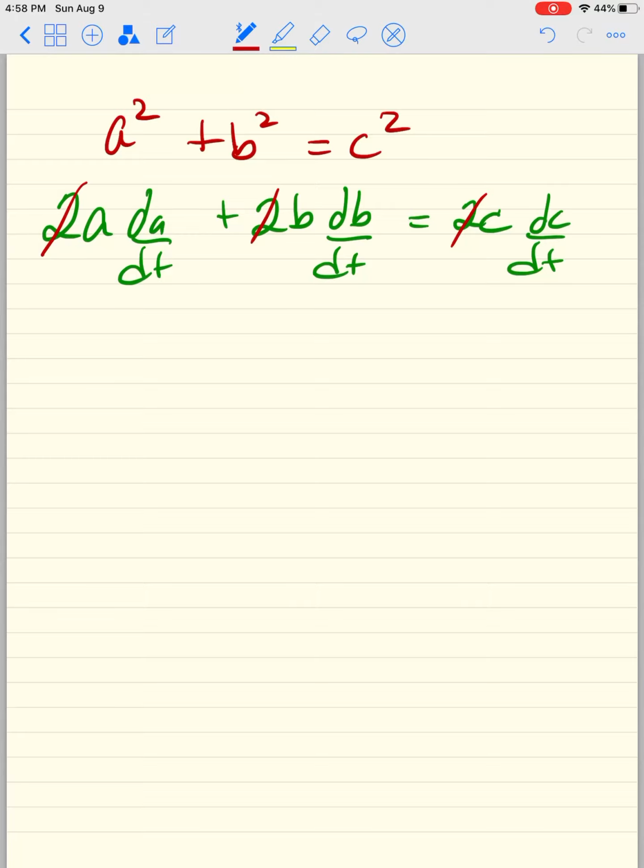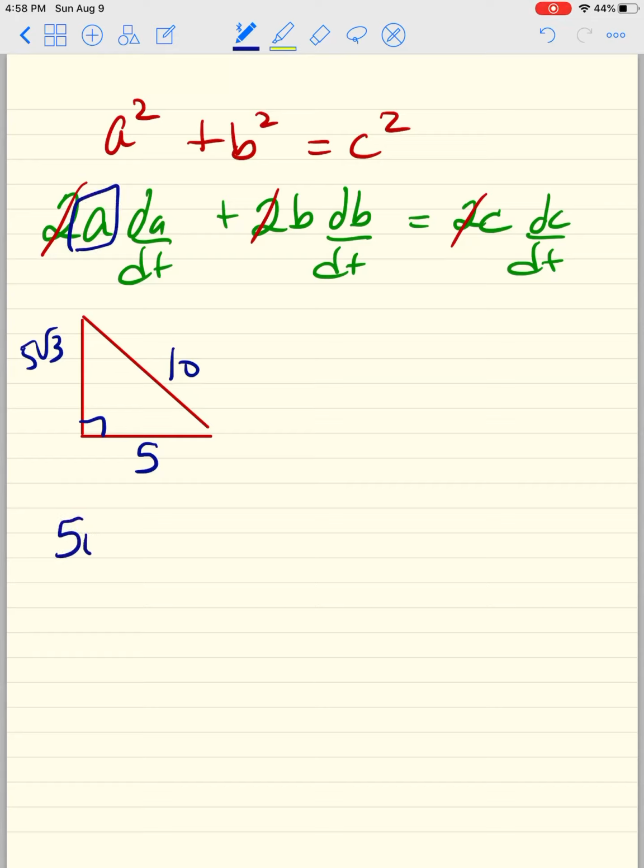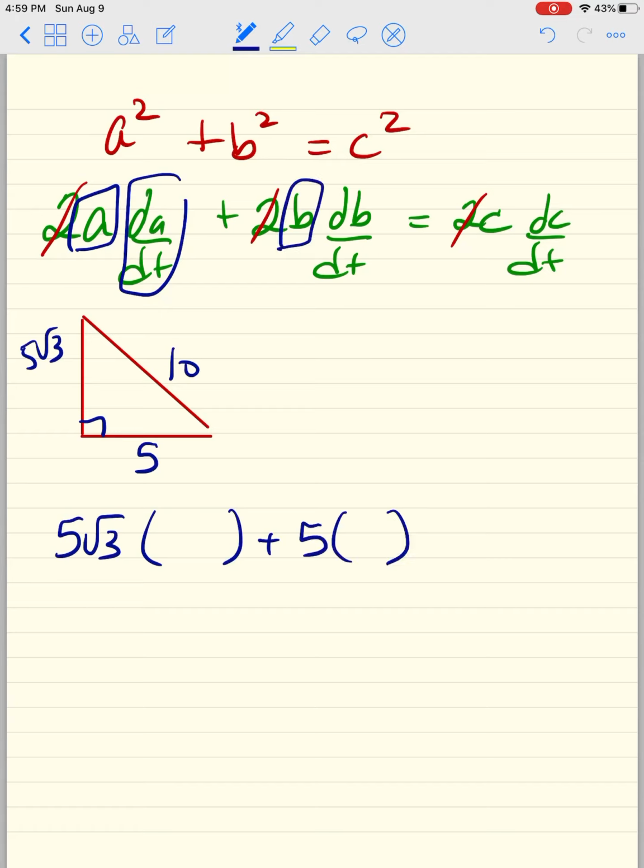Now, remember what the picture looks like. I'll draw it really quickly and actually small because I don't want to take up too much room. This here was 5 root 3. This was 5. This was 10. And if you guys notice the ratio of the sides, you know it's a 30, 60, 90 triangle, okay? So this guy A, I'm going to make 5 root 3. I'll leave this blank for dA/dt. Plus B, I'll make 5, dB/dt. And C, I'm going to make 10, and then dC/dt.